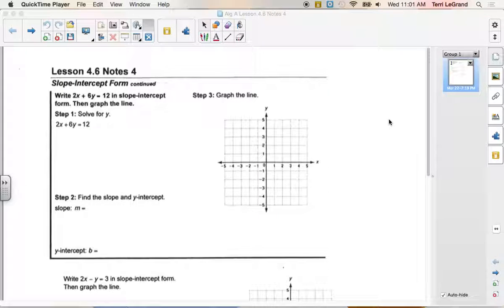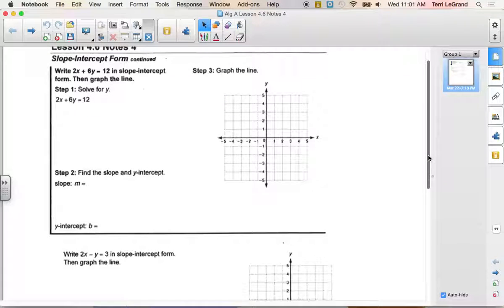You'll notice we're still in lesson 4.6. Sometimes the equation is given to us in another form, not that friendly form called slope-intercept form, which is nice for graphing. So what we're going to learn today is how to take an equation that's not in slope-intercept form and put it in that form, so that we can get the slope and the y-intercept from it, which will then help us graph it.